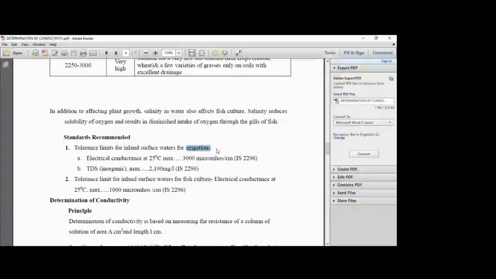Particularly, if I have to think of the TDS concentration, that is the inorganic TDS concentration, we have already seen in the TDS experimentation as well. The maximum concentration of the TDS is 2100 mg per liter. You can calculate it with the help of the empirical formula that we have. If it is exceeding 2100 mg per liter, we can't use it for irrigation. If it is less than 2100 mg per liter, it can be used for the irrigation purpose. Similarly, if I have to go for fish culture, the electrical conductance at 25 degrees Celsius should be less than 1000 micromhos per centimeter, right? So the maximum permissible value for water to be used for fish culture is 1000 micromhos per centimeter.